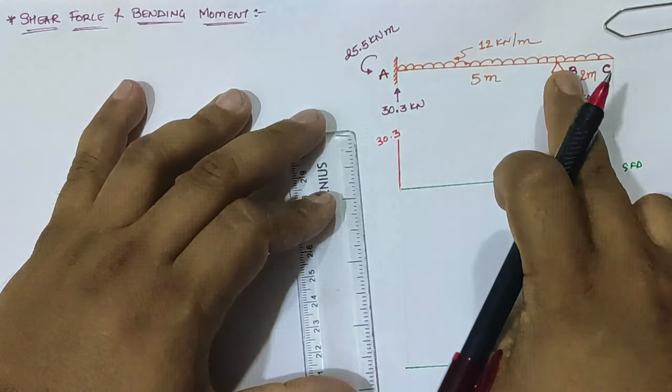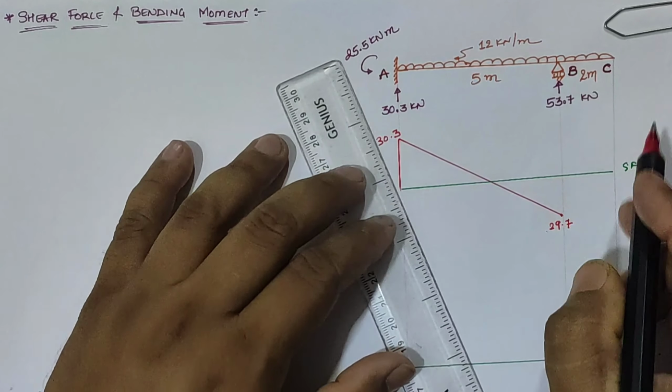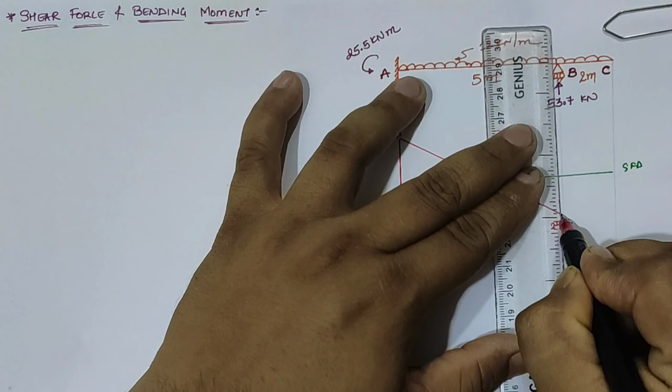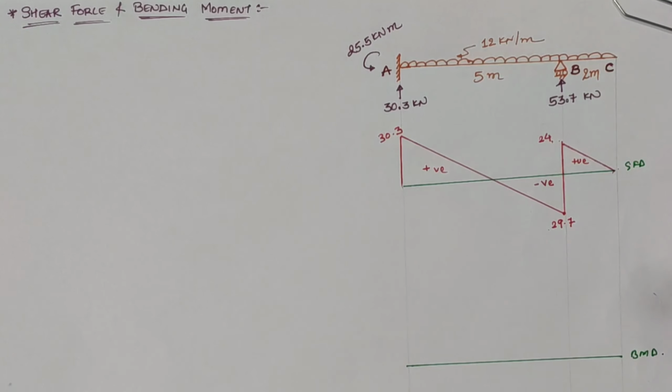Now at location B our value is minus 29.7 plus 53.7, which is 24 in upward direction, and from location B to C it is 24 minus 12 into 2, which is 0, hence it is an inclined straight line. So the figure indicates the shear force values as positive and negative as shown in the diagram.